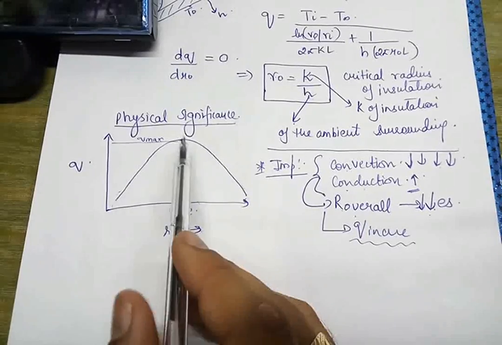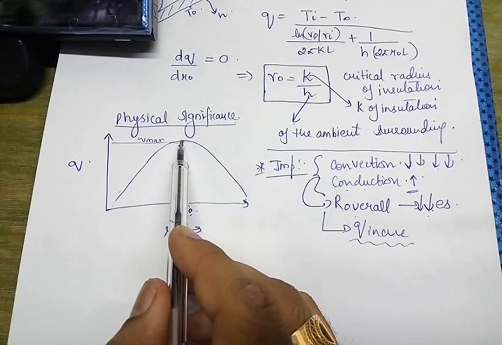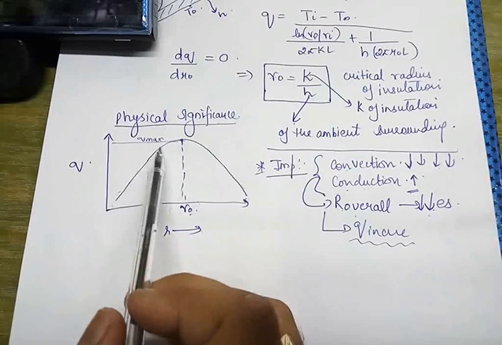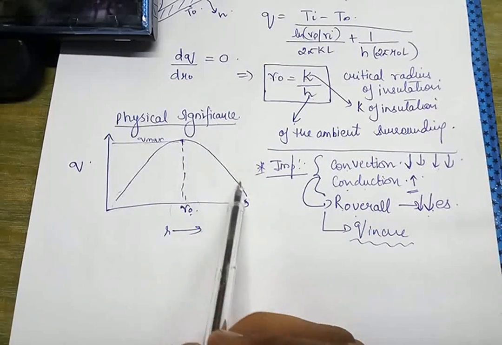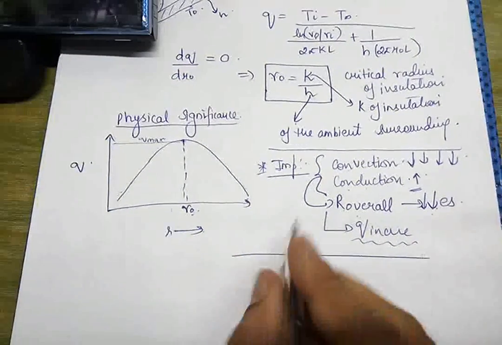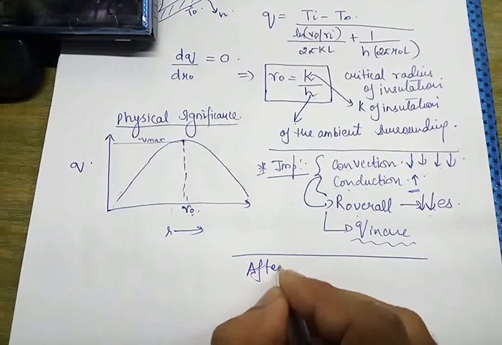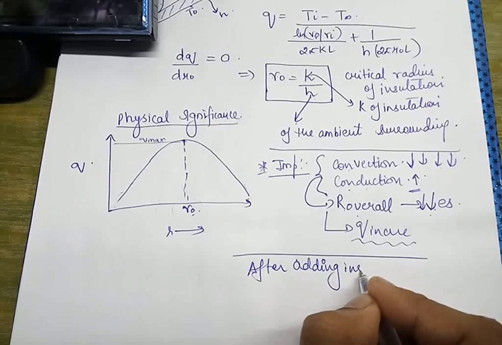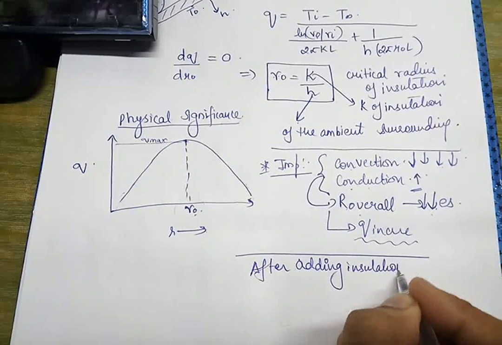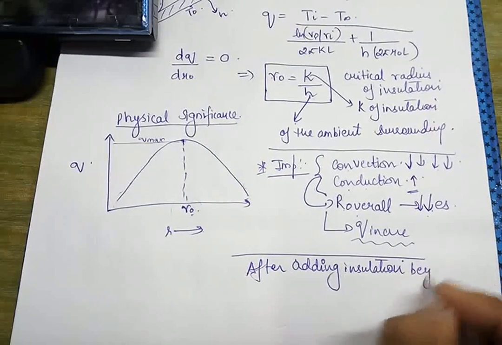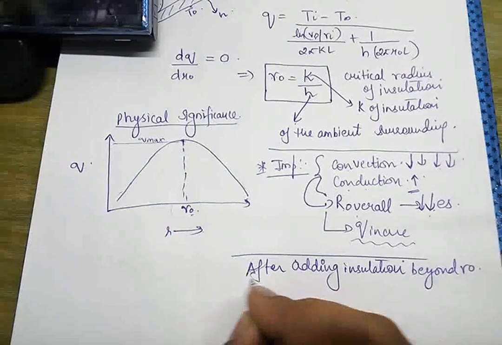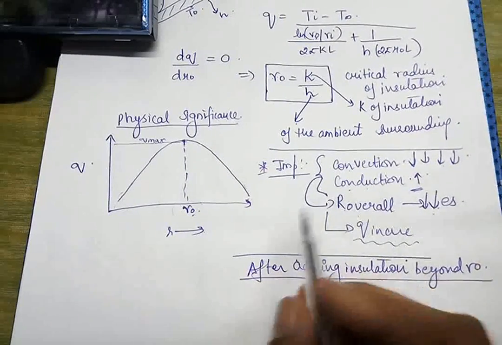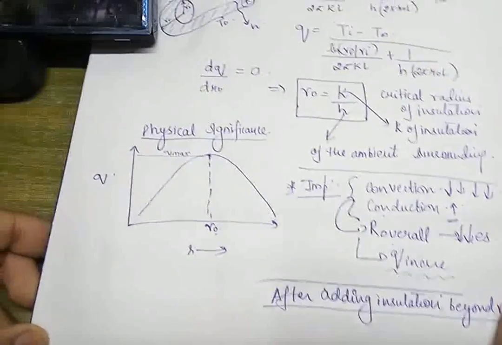So this was the case up to the critical radius of insulation. Now what happens when we add the insulation even after the critical radius? Now here I will write: after adding insulation beyond R0. Now if on reaching R0 we still keep on adding the insulation, what will happen?